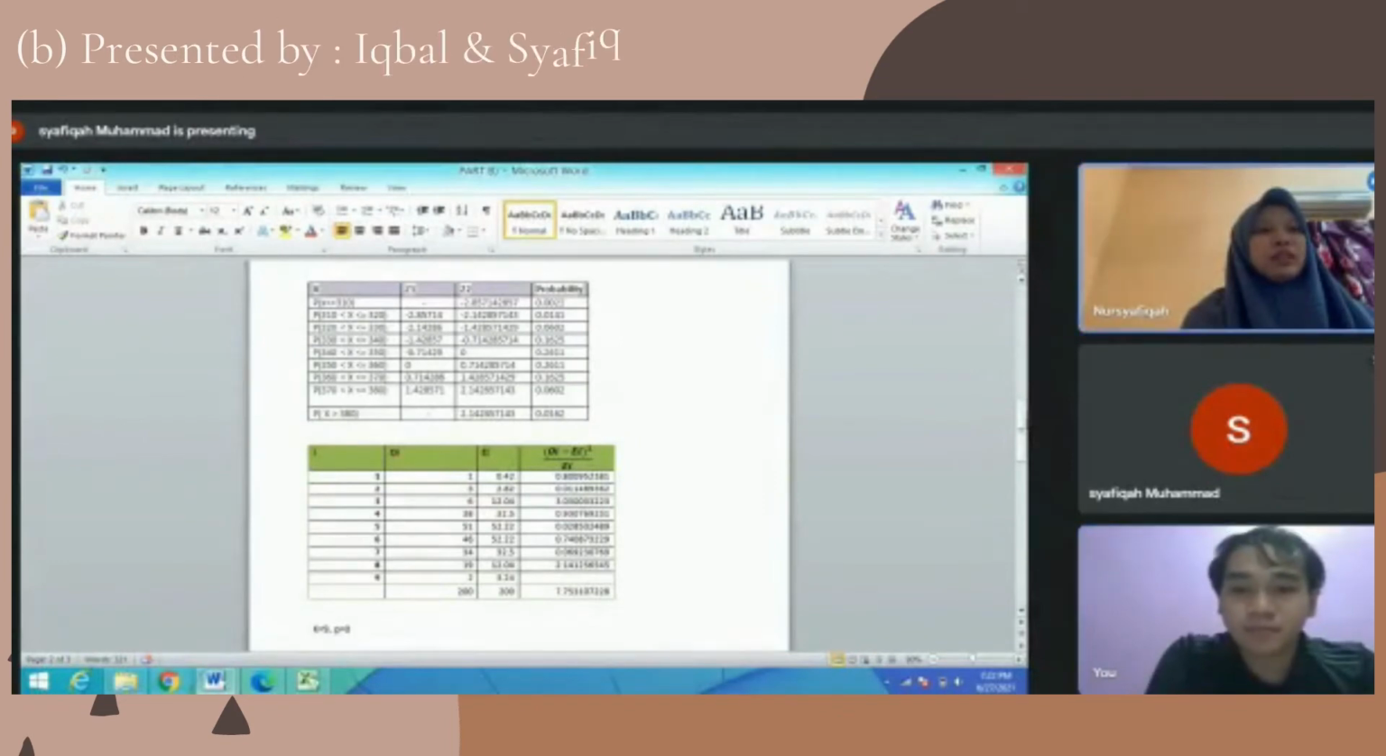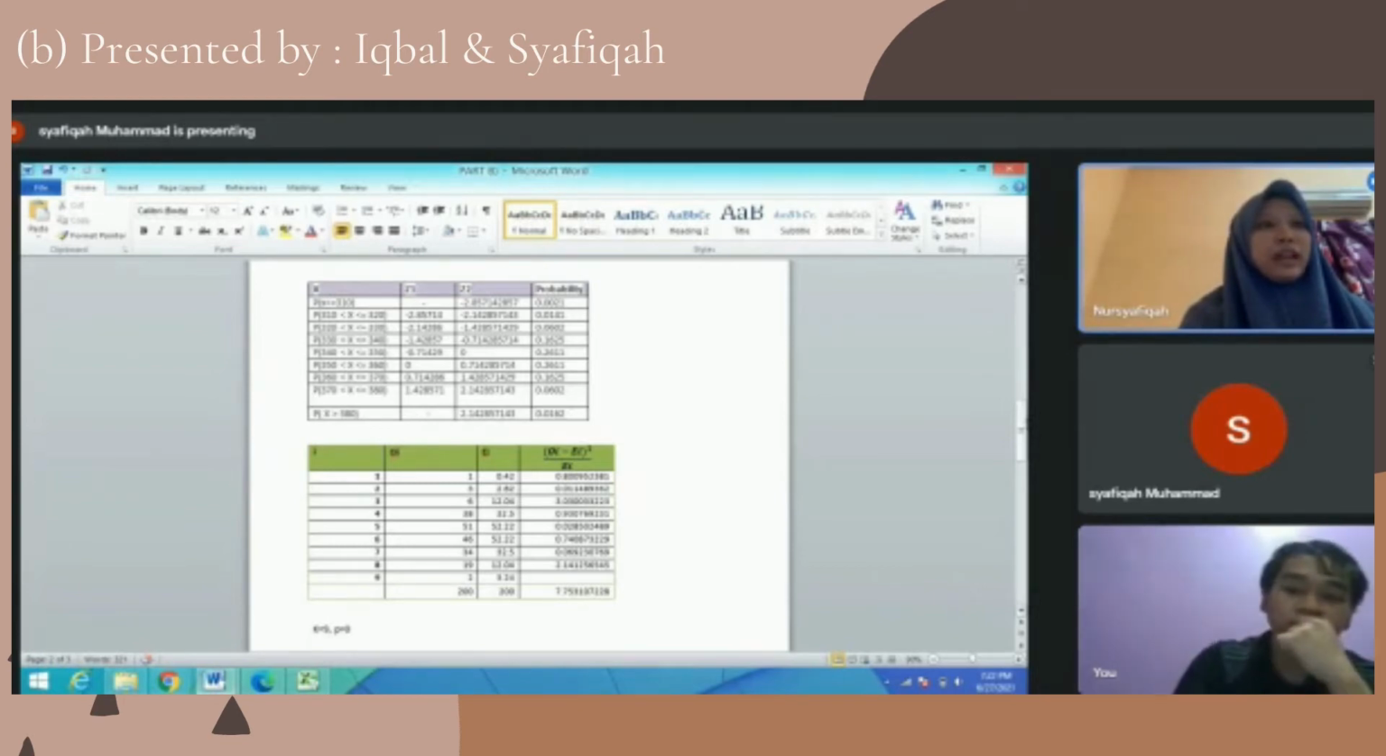So based on the green table, the Ei, as my friend said, we obtain by multiplying the number of samples and the probability. As you can see, the first class of Ei is 0.42, which is lower than the required count of 9. So we must add up the first 3 classes to get more than 9. The first classes of Oi and Ei are added to get the new value of the class.